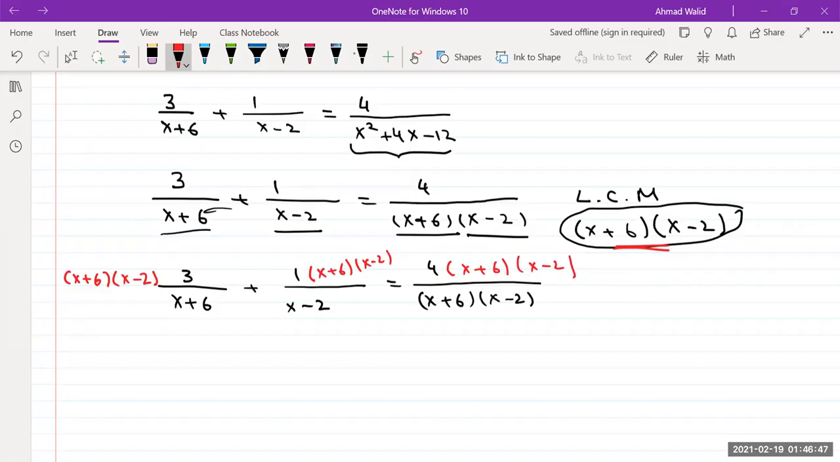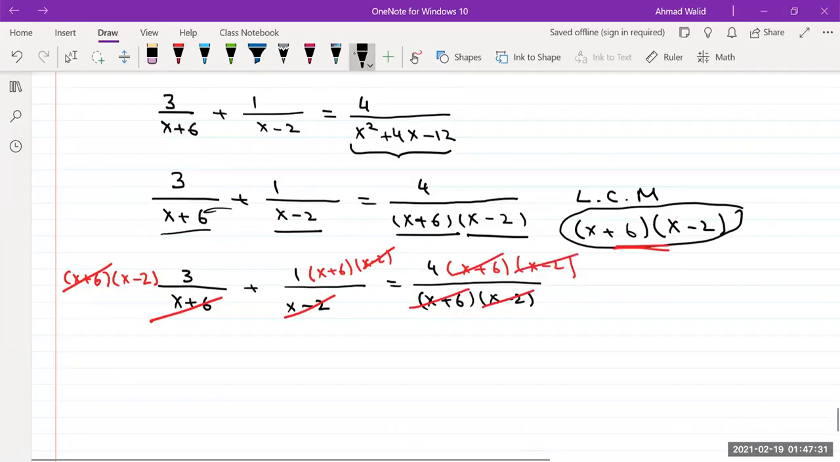Again, I'm repeating: after you multiply, please do not distribute the 3. First, start canceling. The reason behind multiplying the LCM to these fractions is to cancel the denominators, to simplify this equation, correct? Here x plus 6 cancels out with x plus 6. Here x minus 2 cancels out with x minus 2. Here x plus 6 cancels out with x plus 6. x minus 2 cancels out with x minus 2.